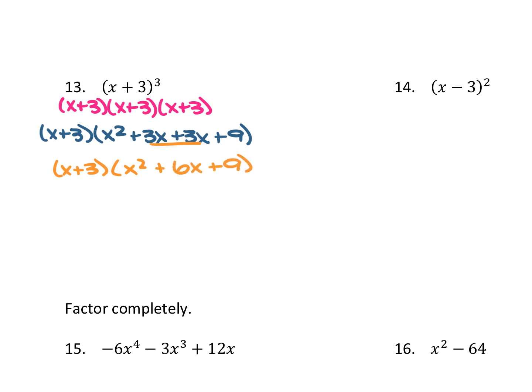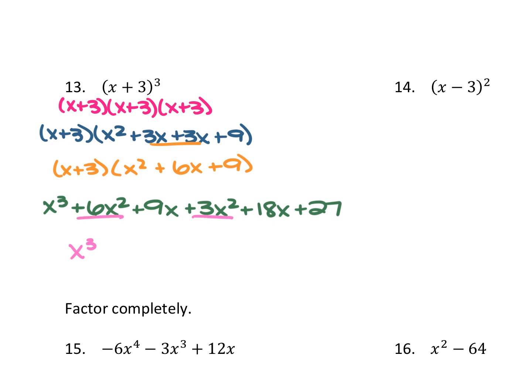And now we'll FOIL this out, or distribute the x and distribute the 3 and combine like terms. So x times x squared is x cubed. X times 6x is 6x squared. X times 9 is 9x. The 3 times x squared is 3x squared. 3 times 6x is 18x. And 3 times 9 is 27. Combining our like terms, we have x cubed. The 6x squared plus 3x squared is 9x squared. Then the 9x and the 18x give us 27x plus 27.